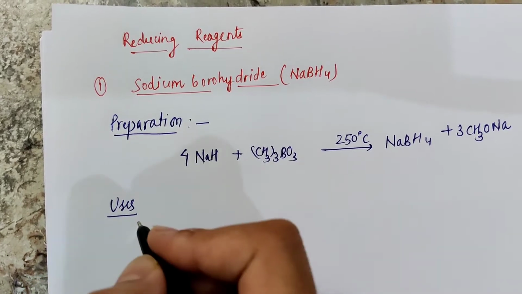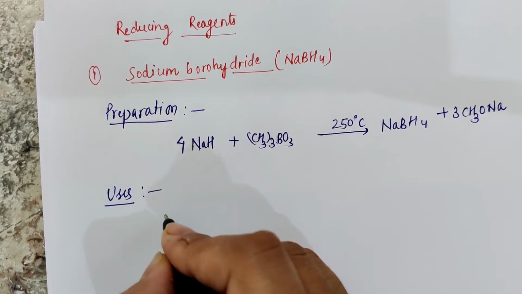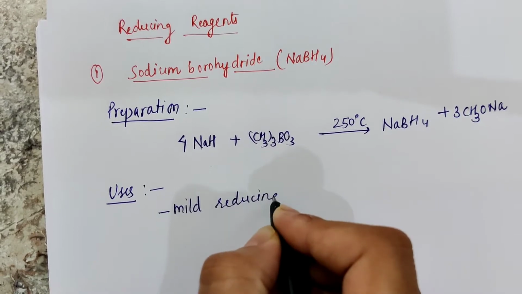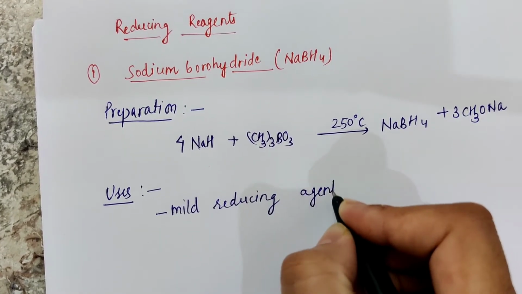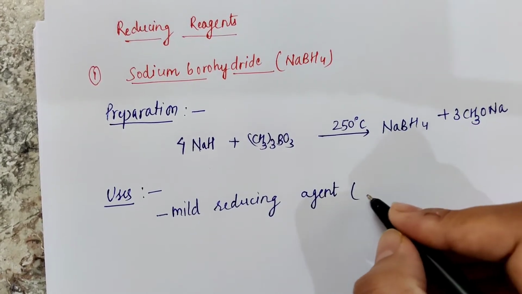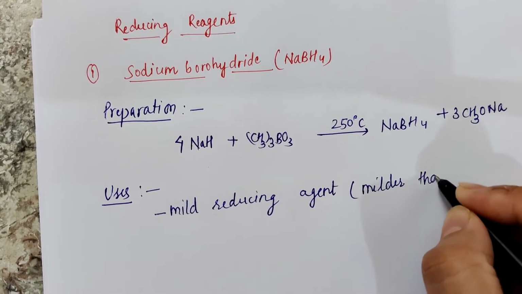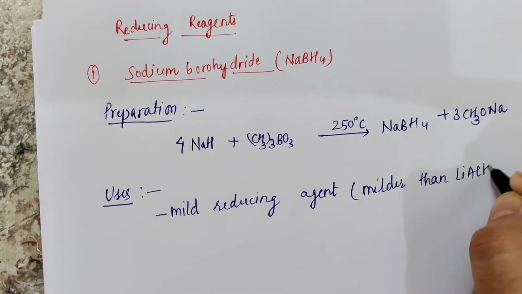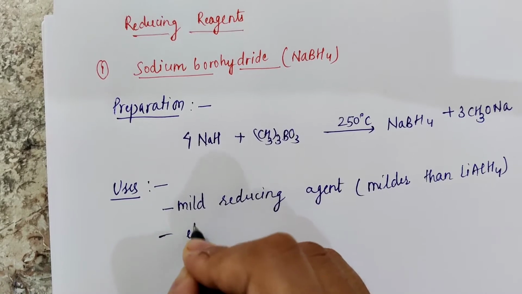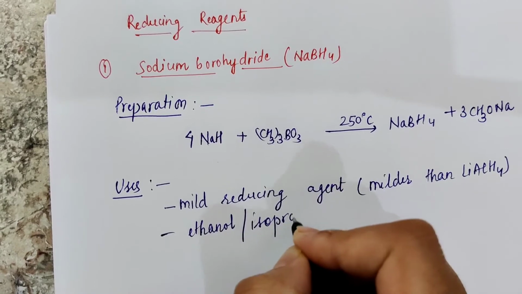If we talk about uses, NaBH4 is a mild reducing agent. If we compare it with lithium aluminium hydride, which is another reducing agent, it is milder than lithium aluminium hydride. Generally used in the solvent ethanol and isopropanol.